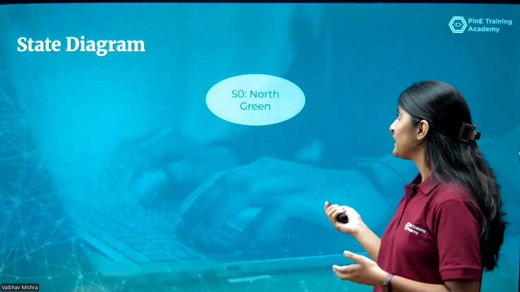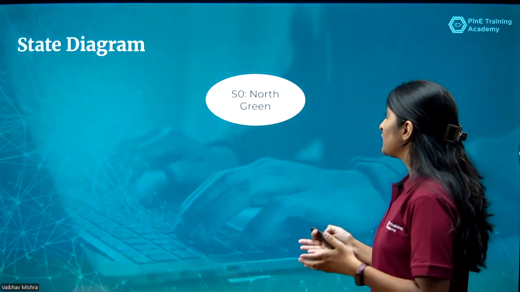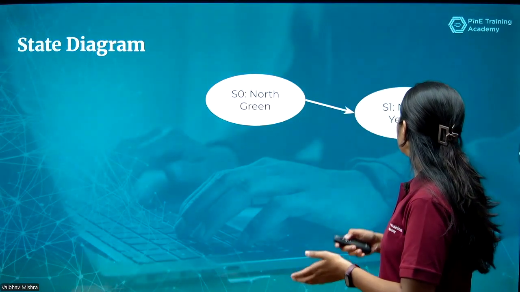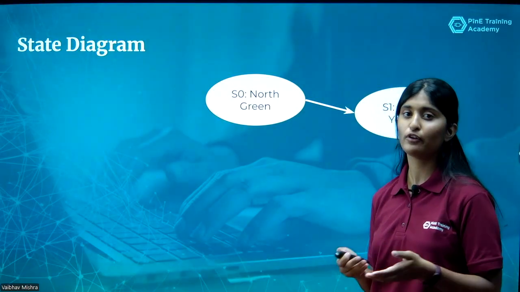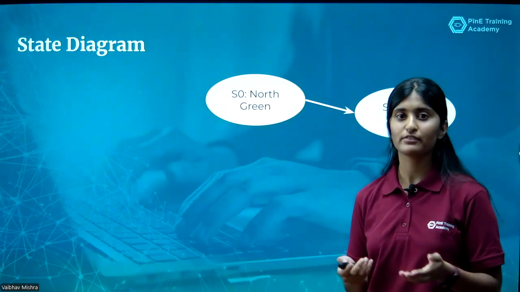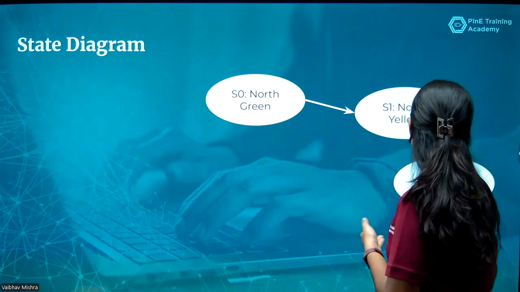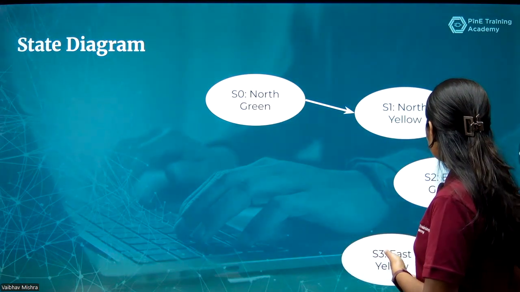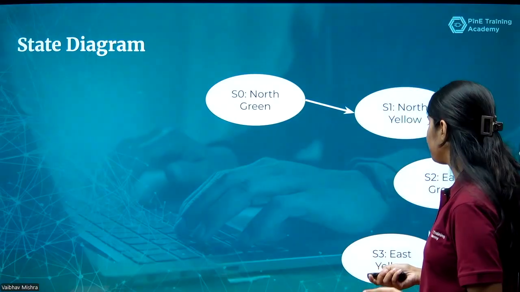So this is a state diagram. The initial state is north green. In this state, the green signal is on for 7 seconds. Then it shifts to next state where the signal is yellow for 3 seconds. Meanwhile, all the other signals of all the directions will be red. After that, the north will be red and the east will turn to green for 7 seconds. After the east is green, it will enter the east yellow state and it will be yellow for 3 seconds.